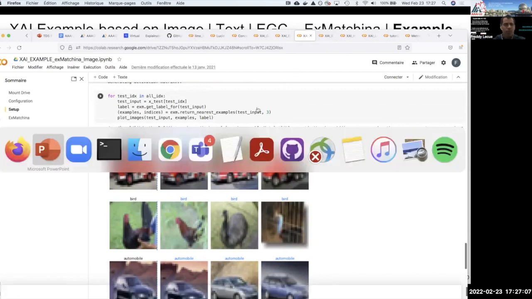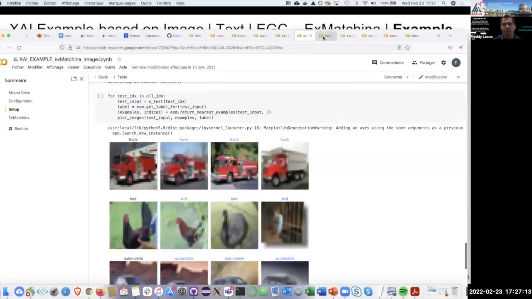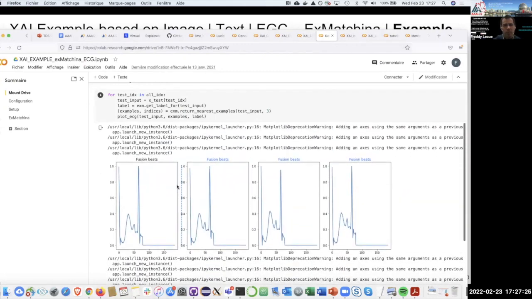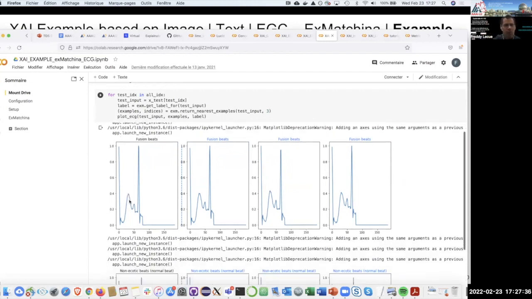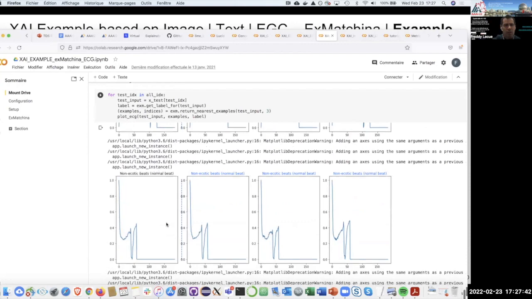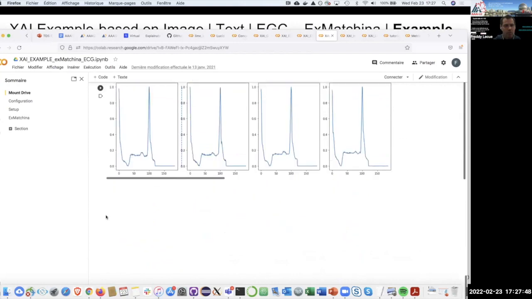Okay, so let's move to ECG. ECG is just an example of time series, because you may want to do explanation not only on images, not only on text, but also on time series data. And just to show you what a time series is, it's ECG heartbeats. It's normalized over here, but it gives you normalized beats over time. And the example of explanation here is example based.